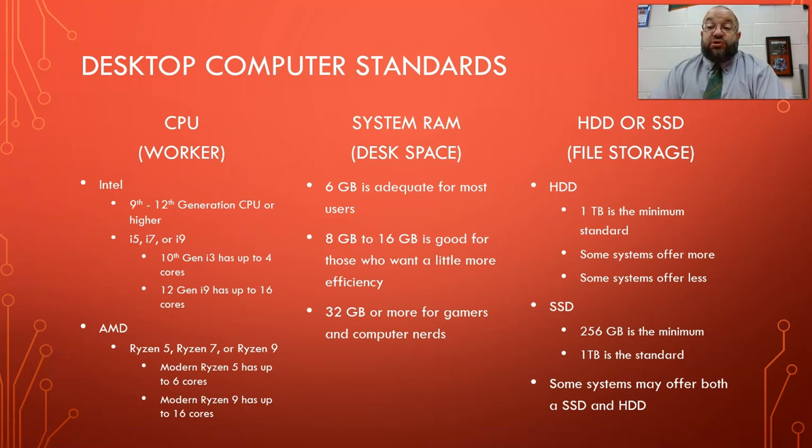Now, when it comes to the amount of system RAM that you have, or that desk space the worker is dealing with, right? 6 gigabytes should be sufficient. That doesn't matter if you're running Intel or if you're running AMD. 6 gigabytes is adequate for most users. Again, that's most users. However, you want to aim for 8 to 16 for those who need a little bit more power. But if you're really looking at getting a lot of video editing done, or if you're doing something that's high processing, right, like games and such, you want to aim for 32, okay?